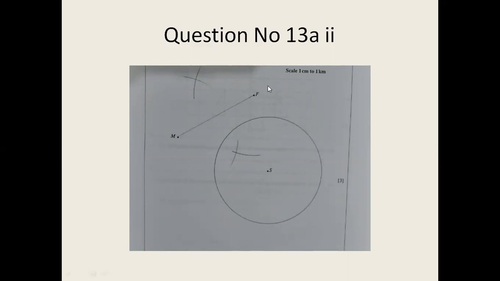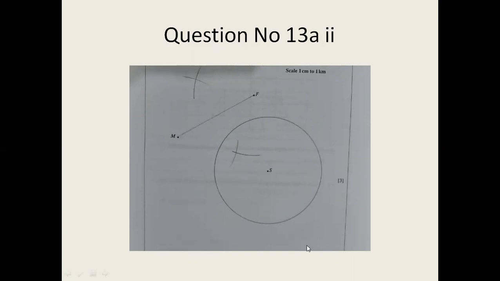So I will open my compass. I will put the needle here on F, open it more than half of the FM. Draw an arc here, you can see this arc, and draw an arc here. Then put the compass needle on M. Take M as the center and draw an arc here, this one, and draw an arc here. Where these two arcs intersect each other, join these 2 points, that will be the line which we say perpendicular bisector.